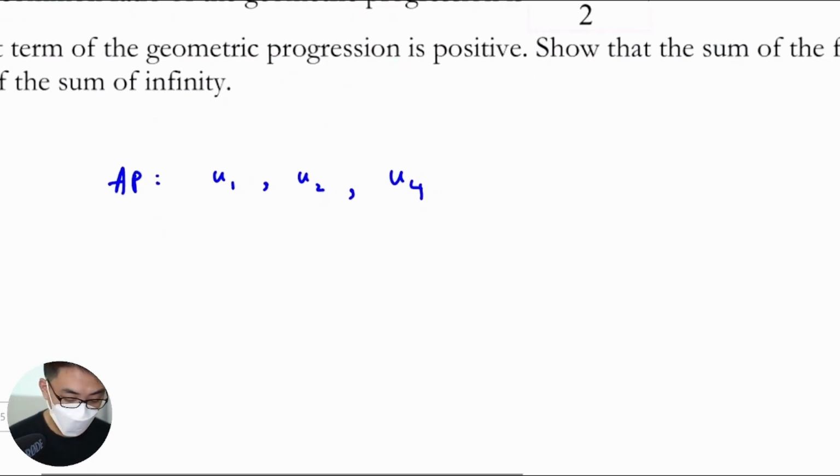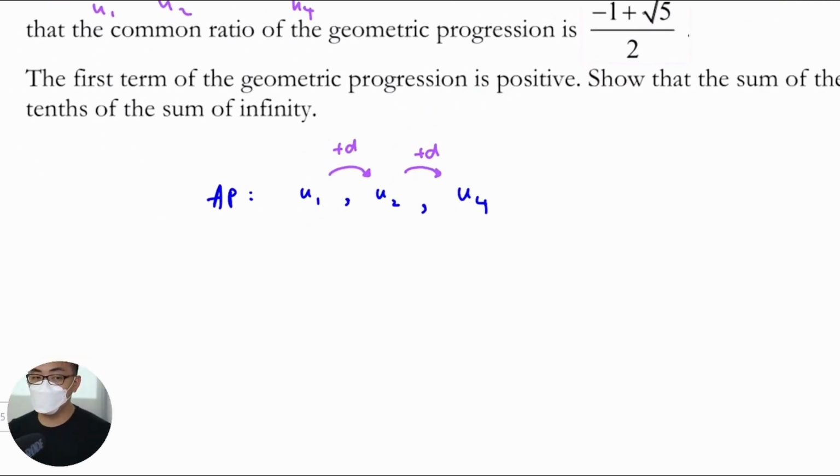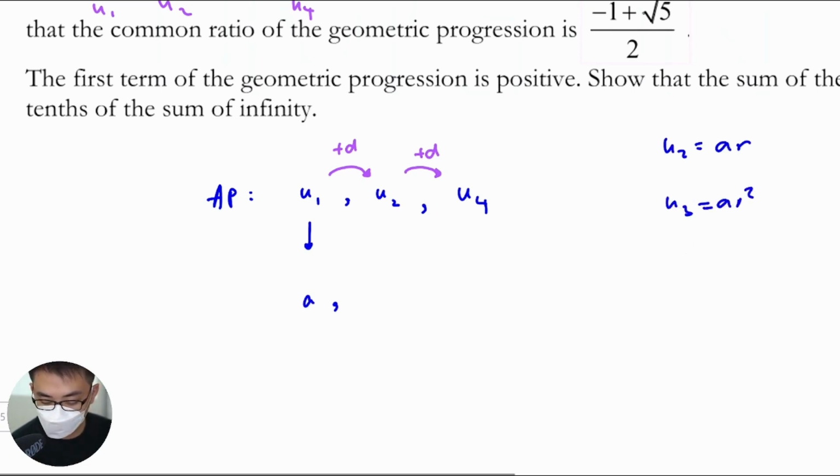Meaning to say, if there's a common difference, you add it up and this comes. So how will you do this? The whole idea here is not to introduce more things than you need. Just keep things as simple as you can. We let U1 be A, because this is a GP. U2 is of course A times R. U3 is AR squared. U4 is AR cubed. So the first term is A, the second is AR, and the fourth term is AR cubed.